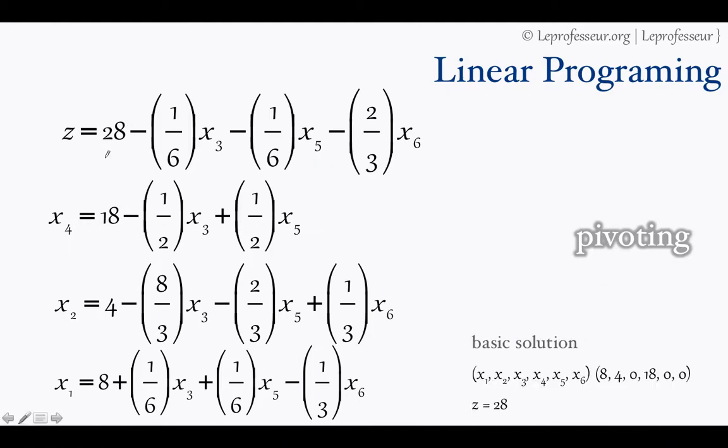So in this basic solution, we have x1 is 8, x2 is 4, x3 is 0, x4 is 18, and z is 28. So as simple as that, that's our optimal solution for this problem, where x1 is 8, x2 is 4, and x3 is 0. So that will give us the optimal solution.